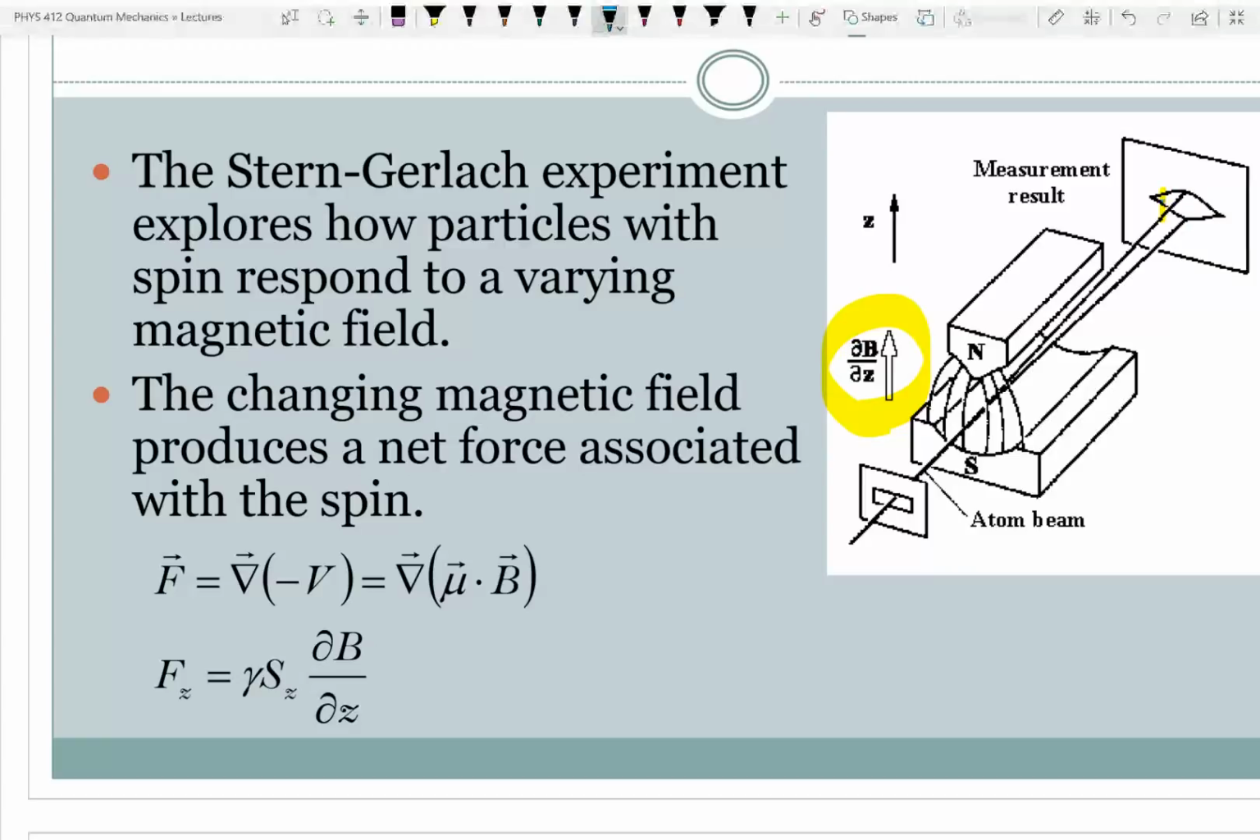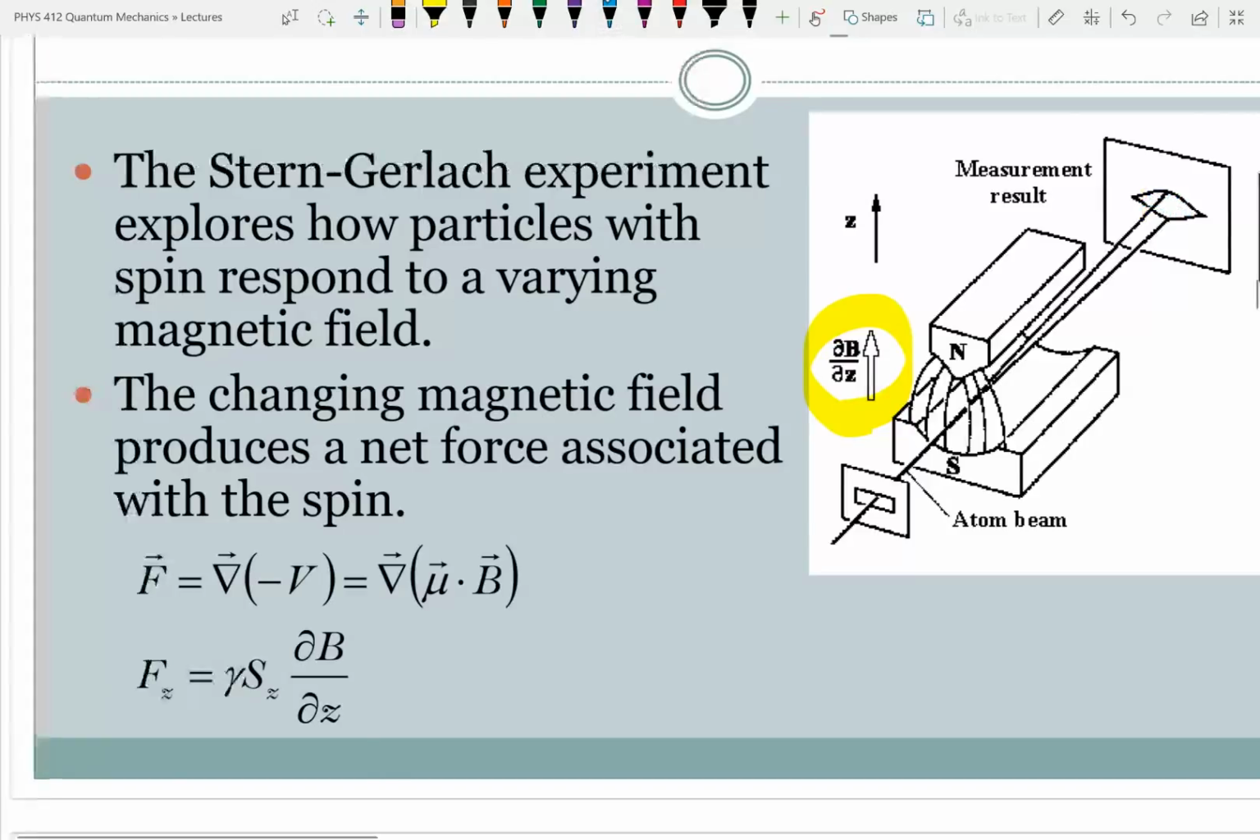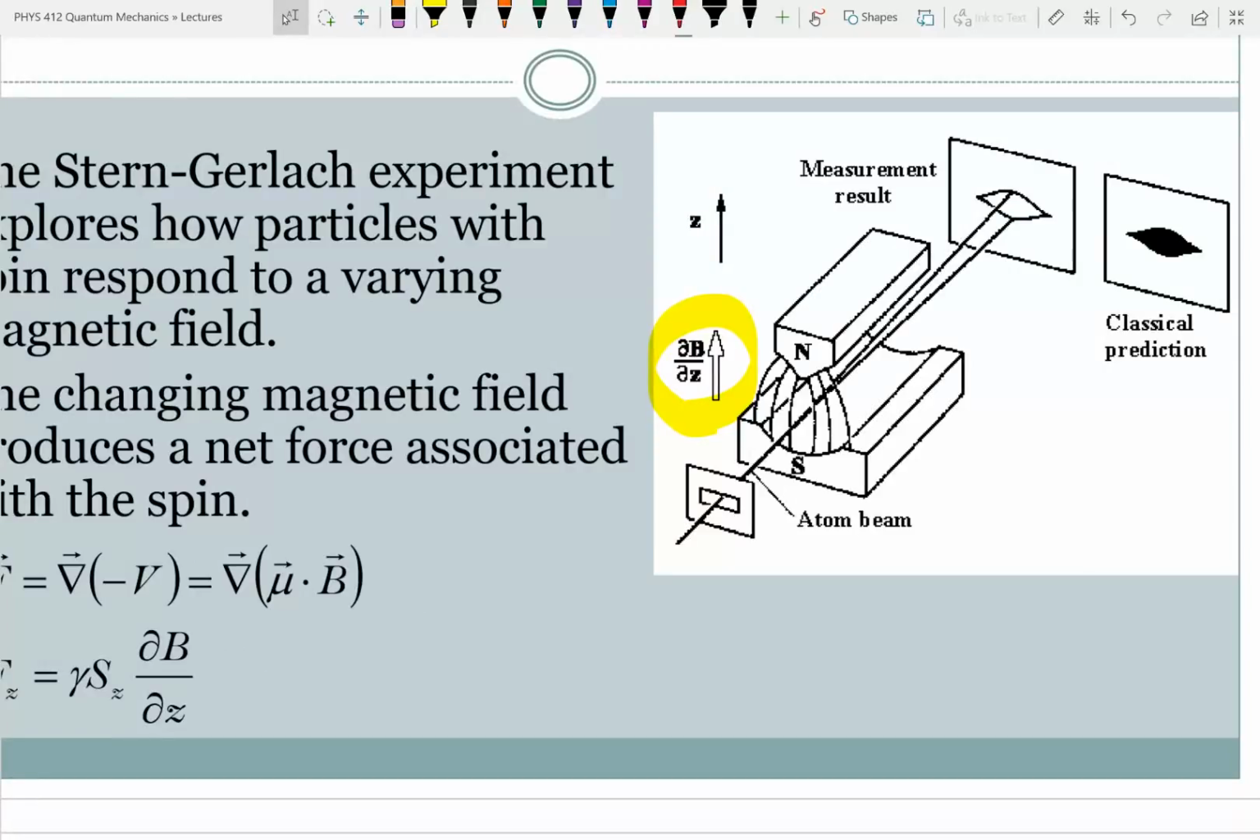We should see electrons striking so that they fill this entire area, because some were aligned with the magnetic field and went one direction. Some were aligned against it and went the other direction. Some were somewhere in between, and so they're going to go somewhere in between because they didn't have as strong a force because of their alignment. So that would be the classical prediction as shown here.